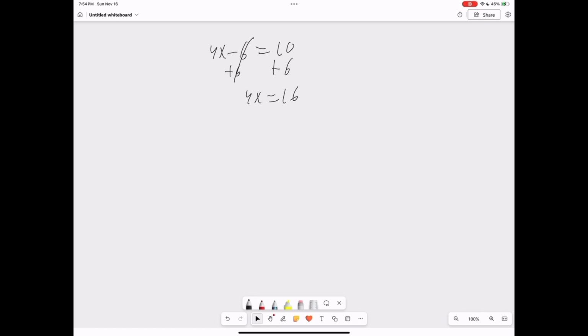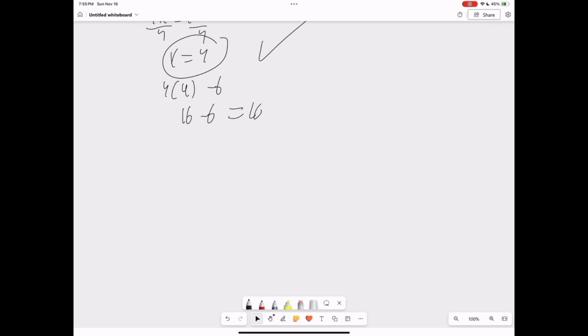With division, if we have just 1, it'll be 1 times x, which is the same thing as x. So let's divide by 4 here. We divide by 4 and we get x equals 4. If we verify, 4 times 4 minus 6, we get 16 minus 6, which is indeed equal to 10, so this is verified. Great. So that was 1 step and 2 step.